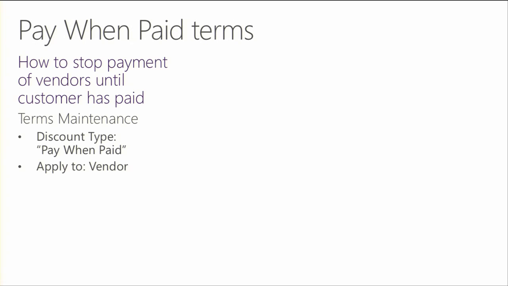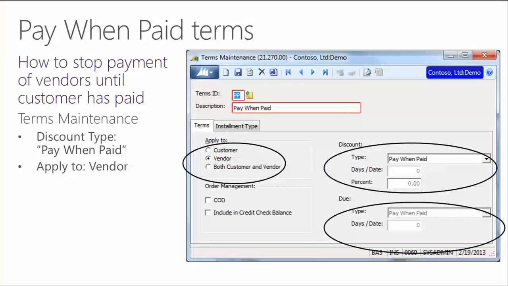Pay when paid. We can do pay when paid. That would be another possible reason you cannot select your voucher for payment if you do payment selection. If you've created a voucher and put the terms pay when paid on it, and it's linked to an invoice that has not been paid yet, then it won't be visible, or it won't select it for payment in payment selection.